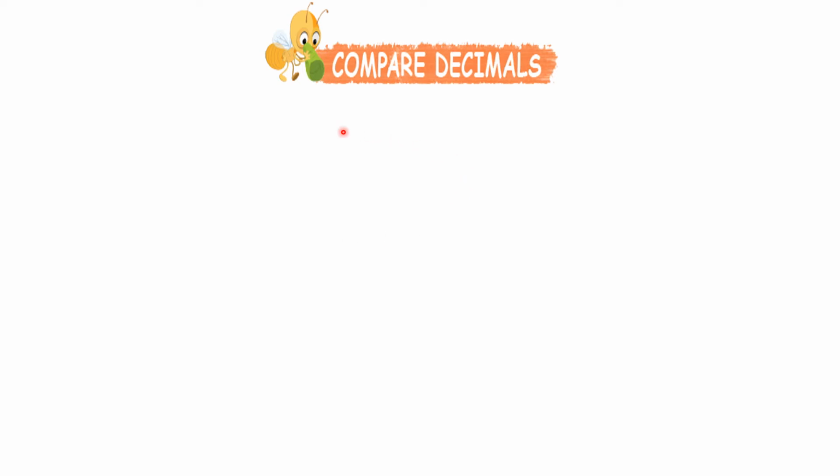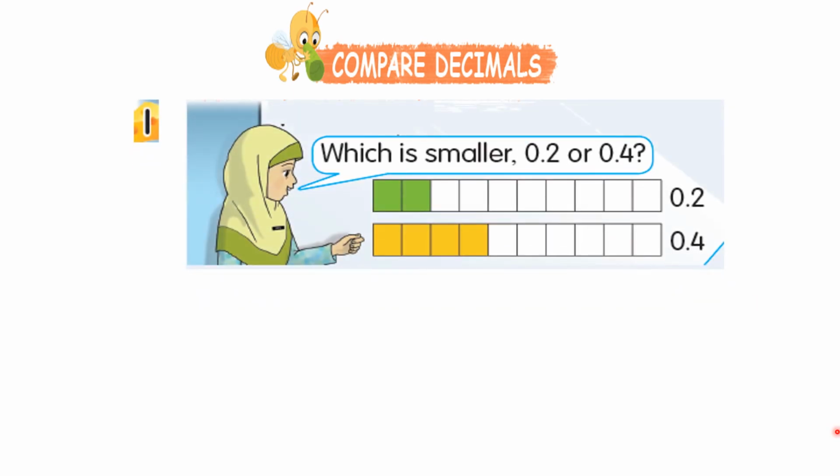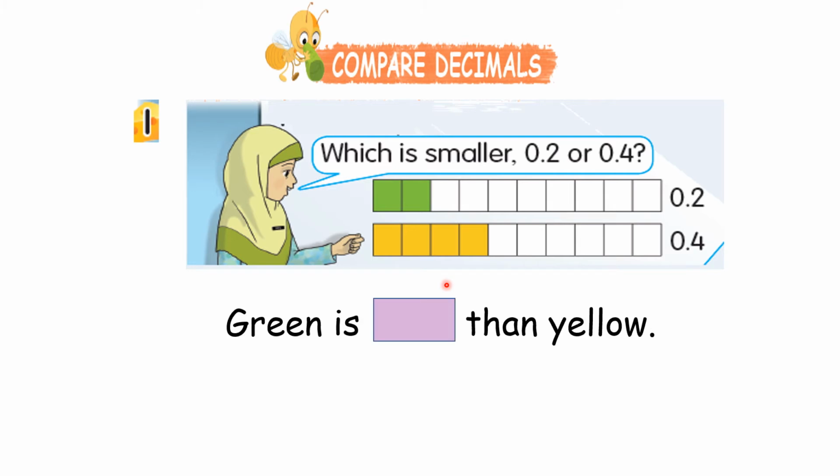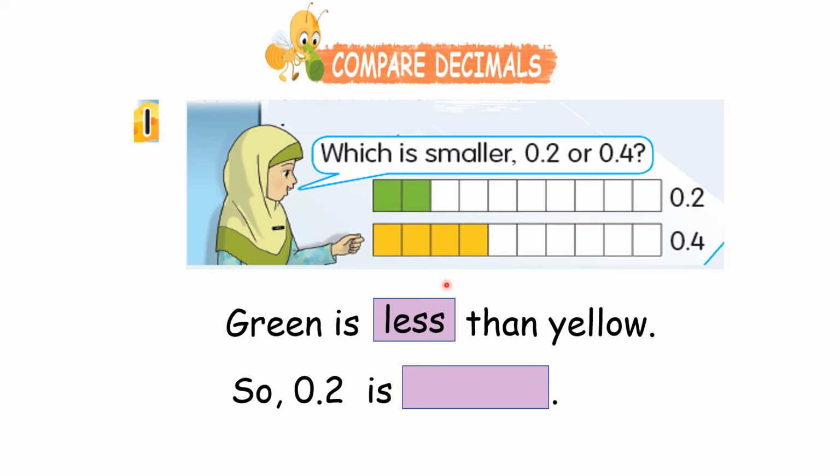Now we go through our lesson today, compare decimals. Which is smaller, 0.2 or 0.4? 0.2 is represented by the green color, and 0.4 is represented by the yellow color. Green is less than yellow, so 0.2 is smaller.